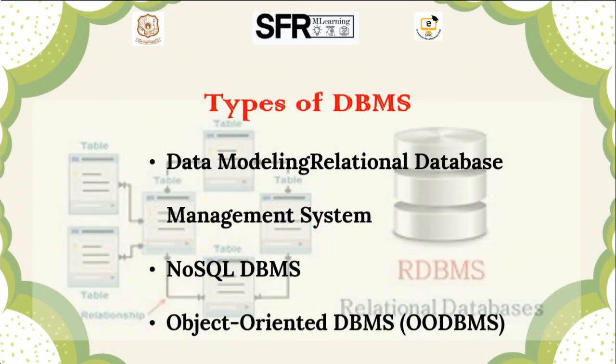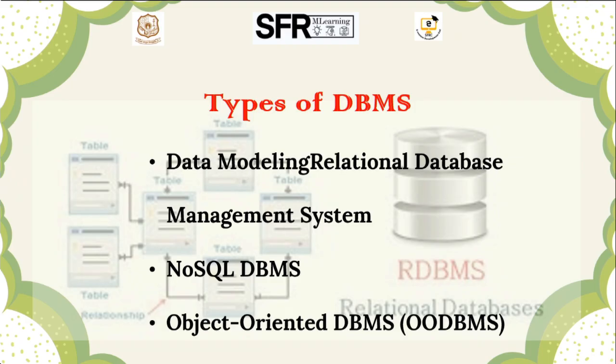Next one is types of DBMS. There are several types of database management system, each tailored to different data structures, scalability requirements and application needs. The first one is Relational Database Management System or RDBMS. It organizes data into tables or relations composed of rows and columns. It uses primary keys to uniquely identify rows and foreign keys to establish relationship between tables.